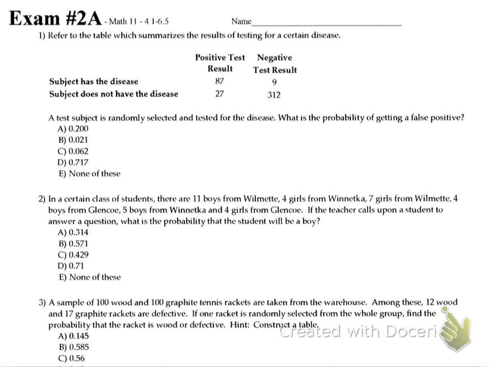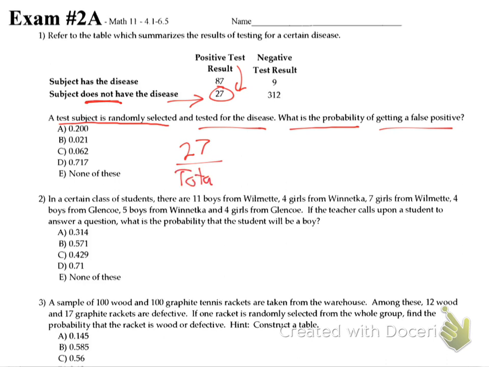So what's their question? A test subject is randomly selected, tested for the disease. What's the probability of getting a false positive? So who are the false positive people? Good job, yeah. They do not have the disease, and yet it came out positive, huh? So 27 out of, and what's the bottom of probability always? The total. So it's the total number.